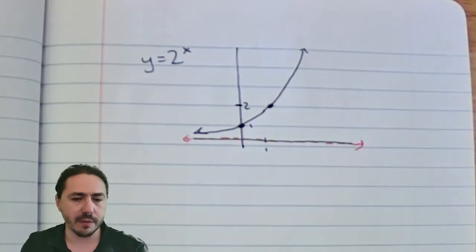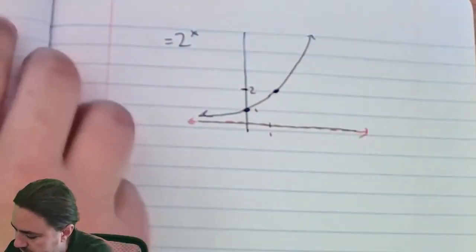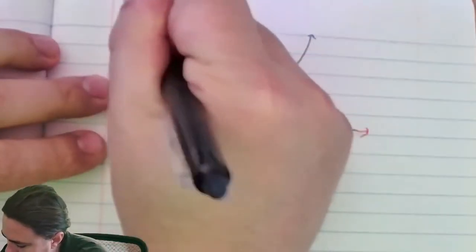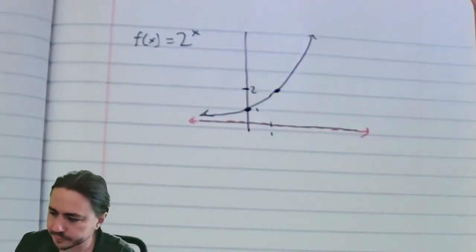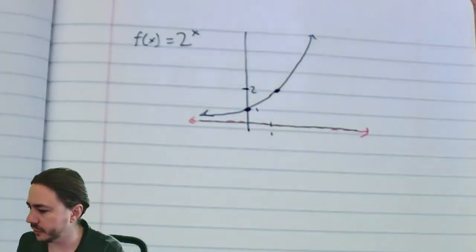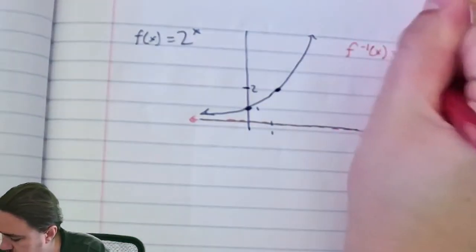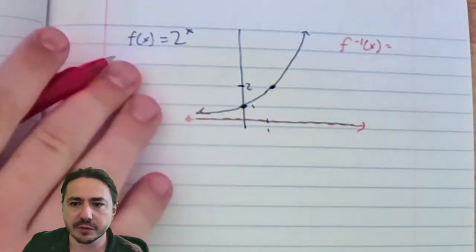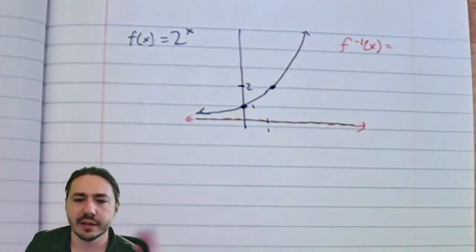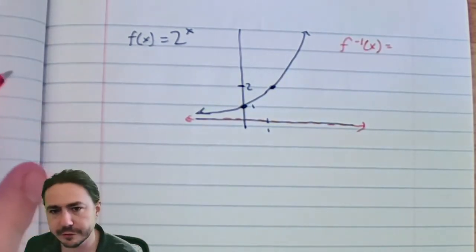And what I want you to think about is, what would the inverse of this look like? Like if this is f of x, what is the inverse of f? Let me do that in a different color here just to make it a little more obvious. What is the inverse of f here? Without actually trying to solve for it algebraically, because we don't have those tools yet, let's look and see what it would look like graphically, just to get a feel for it.